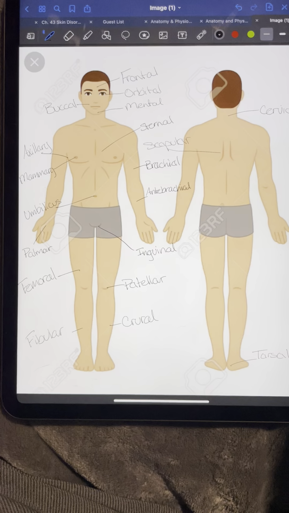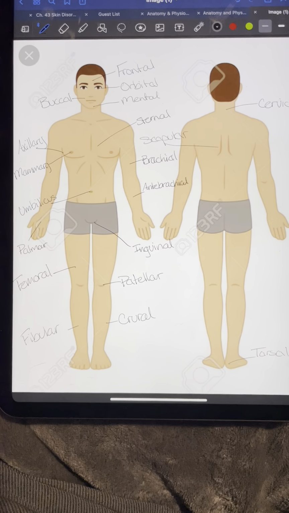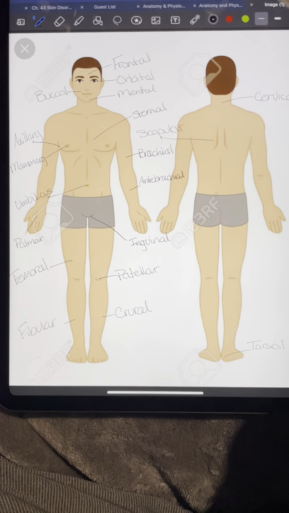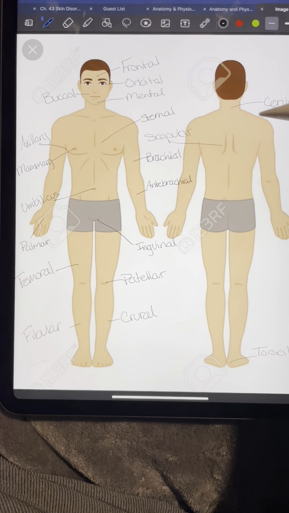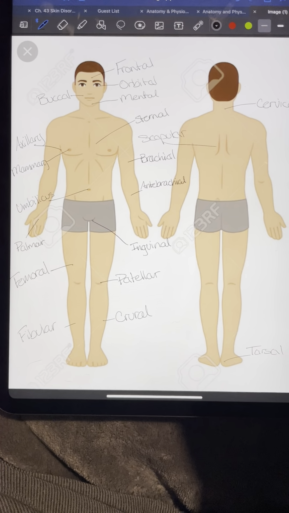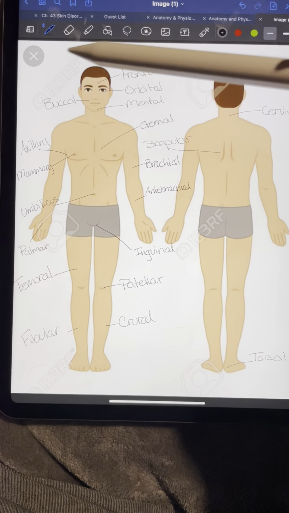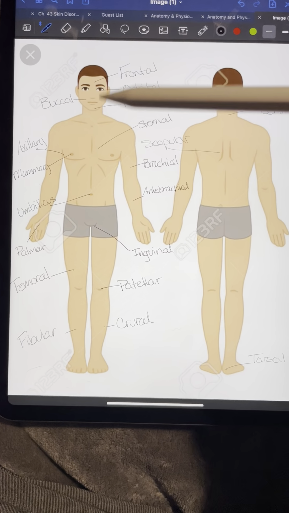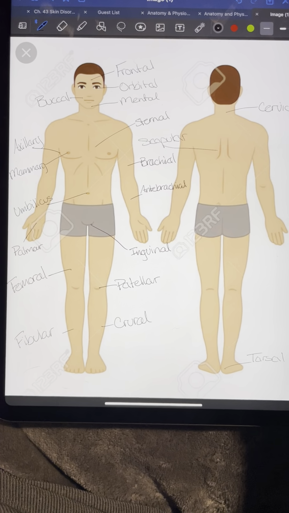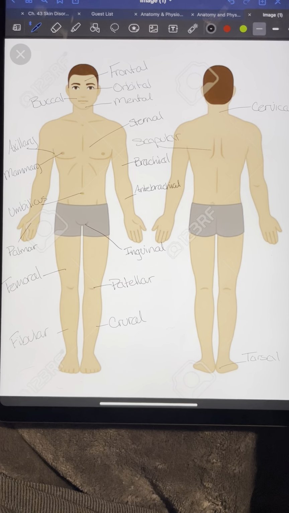Next, you have the sternal. Your sternal is your chest. It's the middle of the thorax. Next, we've got the axillary, which is also called the armpit. It comes from the Latin word auxiliaris.